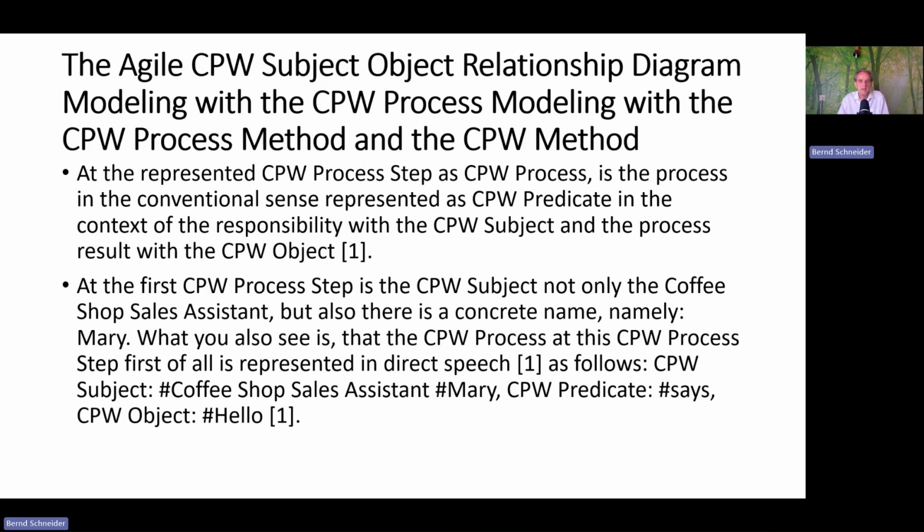At the represented CPW process step, the CPW process is the process in the conventional sense, represented as CPW predicate in the context of the responsibility with the CPW subject and the process result with the CPW object. At the first CPW process step, the CPW subject is not only the coffee shop sales assistant, but also there is a concrete name, namely Mary.